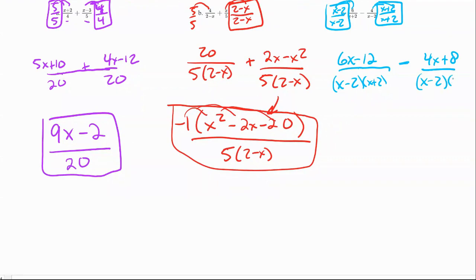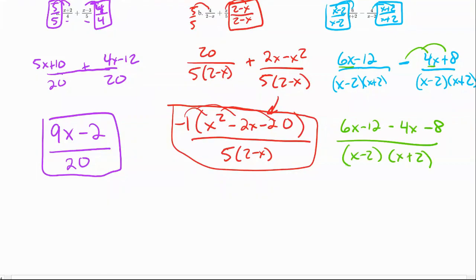Now that I have a common denominator, I can combine the top. Now, biggest mistake people make here is that they just subtract 6x and 4x. But you need to distribute the negative when you're subtracting fractions like this. So what that means, it's really going to be 6x minus 12 minus 4x minus 8 on the top, and then my denominator on the bottom. So now when I combine like terms, I get 2x minus 20 over x minus 2, x plus 2.